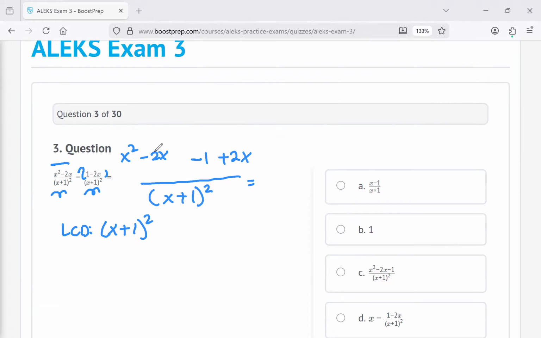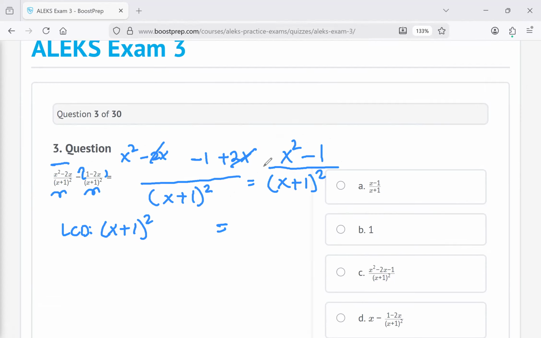So on the numerator, what cancels? The 2x and the -2x. So you're left with x squared minus 1. And then on the bottom, it's parentheses x plus 1 squared. Now, do you see our answer? No, because they factored it out and canceled stuff.